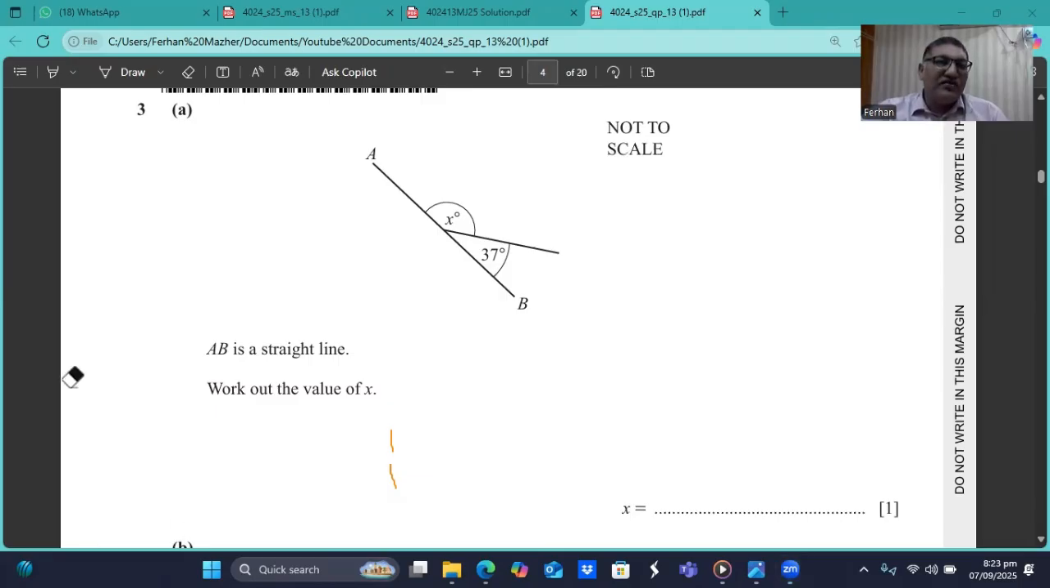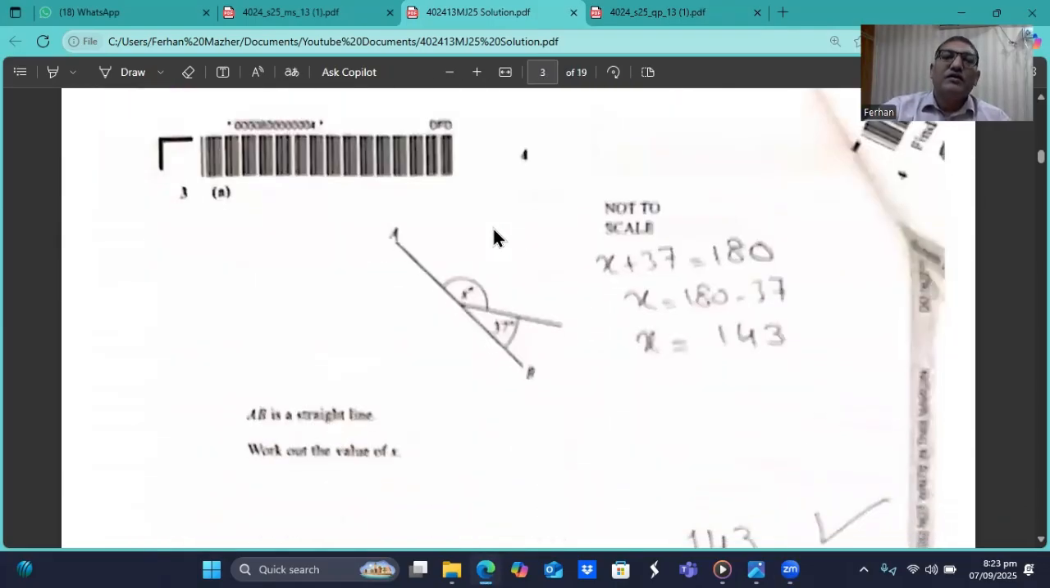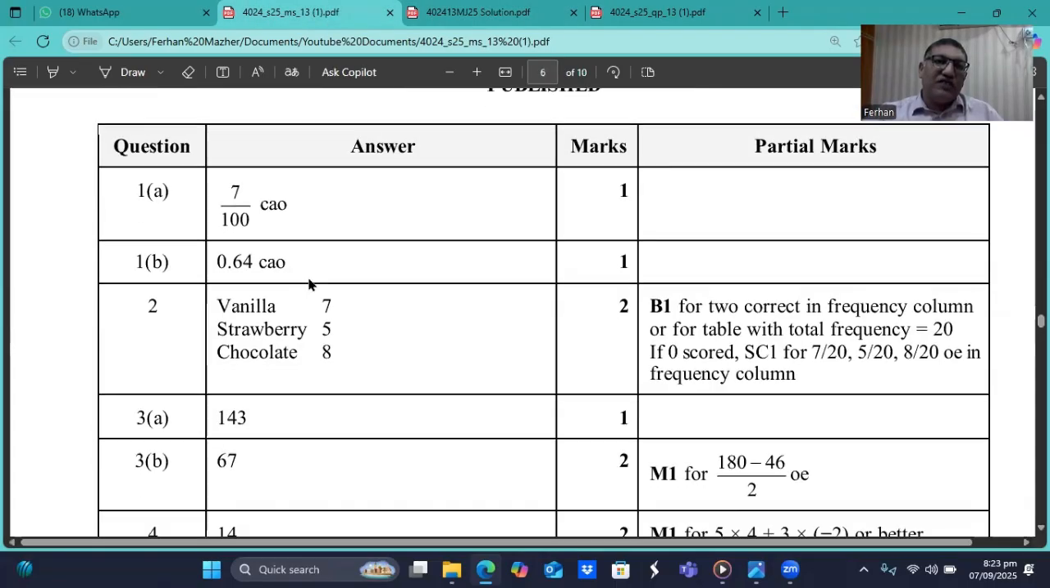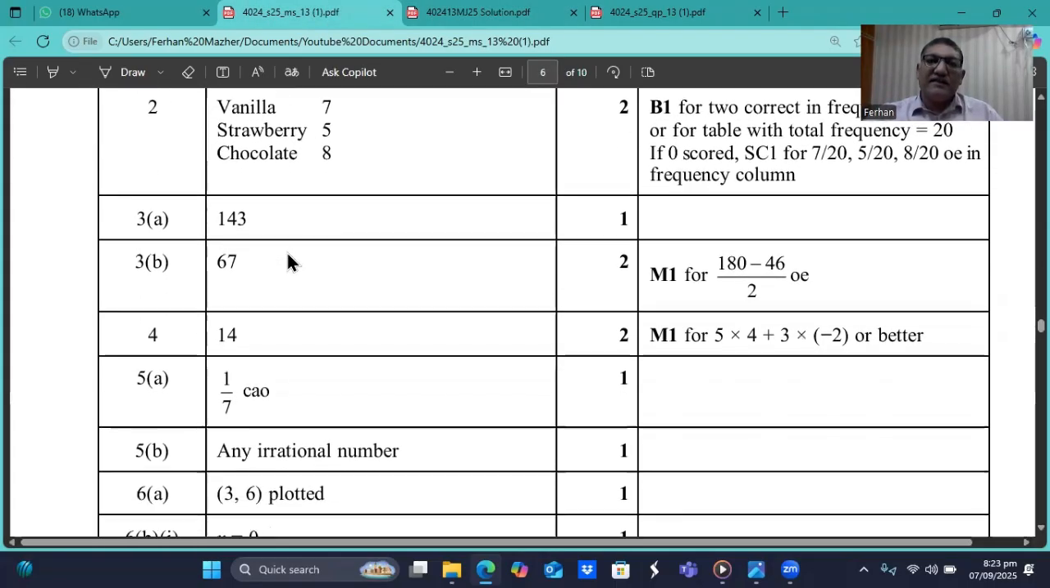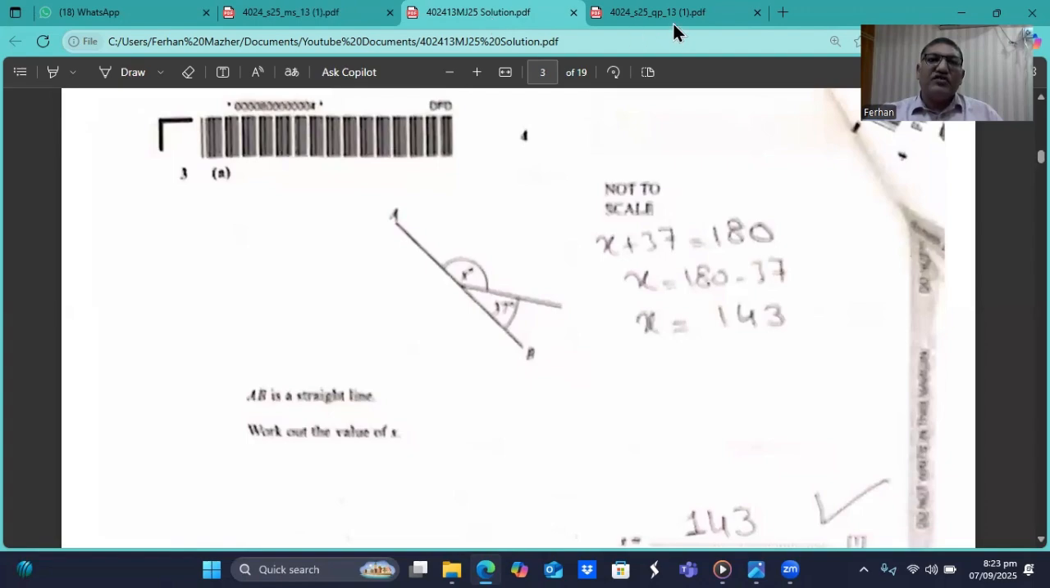And when you do that, you get an equation, and that equation is something like this. Let me show you. Okay, so question number 3. Here we go. This slide is not that clear. So you will write X plus 37 is equal to 180. So X will be equal to 180 minus 37. So X will be equal to 143. So the value of X will be 143. And you can look at the marking scheme. The answer is right. And this is how you will solve it. This is question number 3, A part.